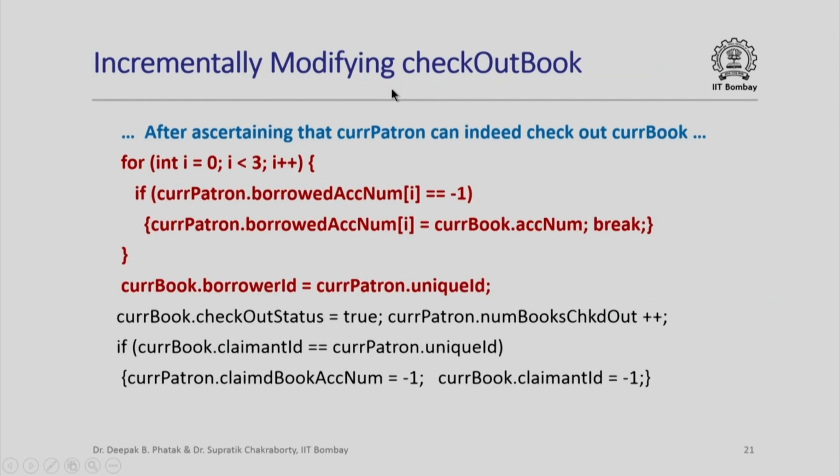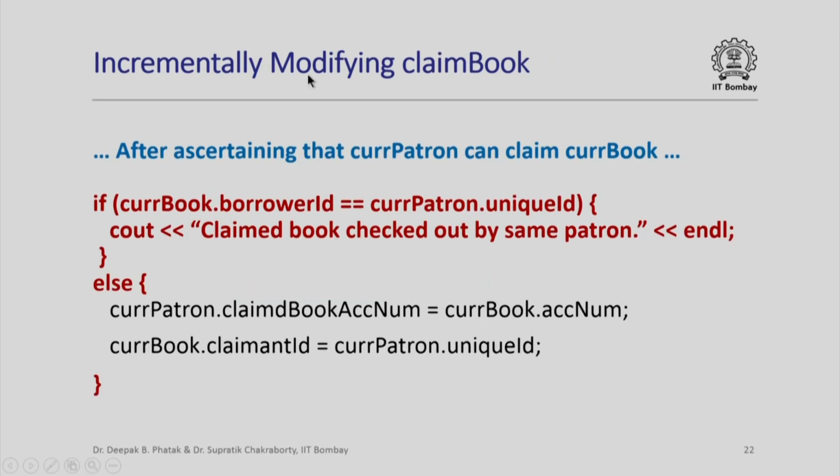So now how would checkout book be modified? Well, after ascertaining that current patron can indeed check out current book, we will have to iterate through this array borrowed accession number for current patron, and whenever we find an element of the array that is -1, we can copy the accession number of current book to that entry of the array borrowed accession number for current patron. And of course, we have to copy the unique ID of current patron to the borrower ID member of current book.